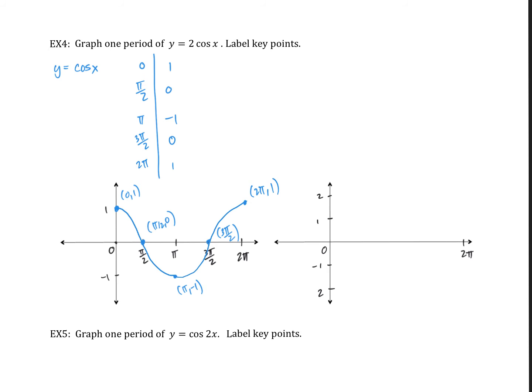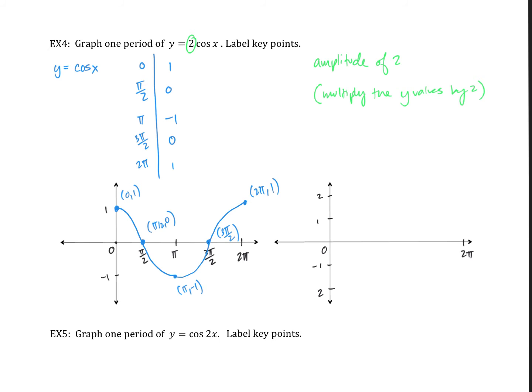Now let's go ahead and graph the transformation. So what is the transformation? Well, the main thing here is we have the 2 being multiplied outside of the cosine of x. So what this means is that we have an amplitude of 2. So what will we do? Well, we're going to multiply the y values by 2. So let's go ahead and do that.